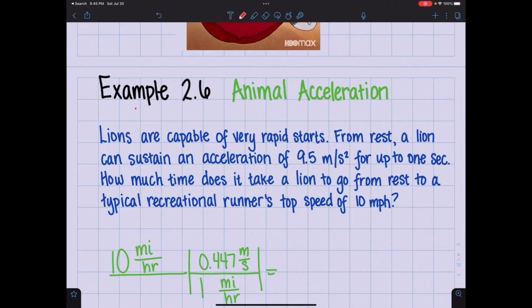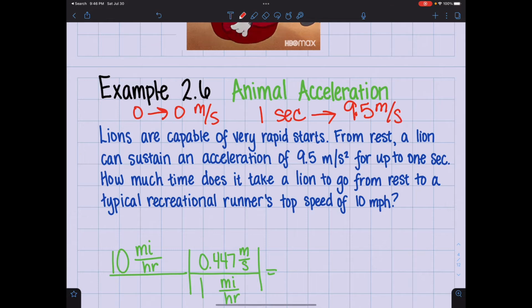At 0 time, the lion is going 0 meters per second. At 1 second, the lion is already going 9.5 meters per second. And it's going to increase by 9.5 meters per second every additional second. So in 2 seconds, it's going to be going twice this, which is 19 meters per second.